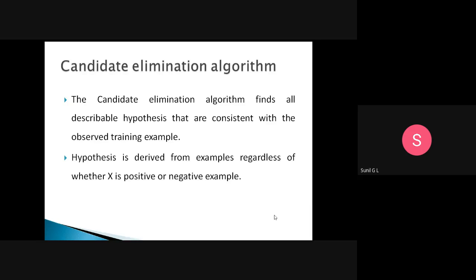In Find-S, we create only the specific hypothesis, with the training data being positive. But here we are creating the general hypothesis and also the specific hypothesis, with training data that may be positive or negative. The hypothesis is derived from examples regardless of whether x is a positive or a negative example.